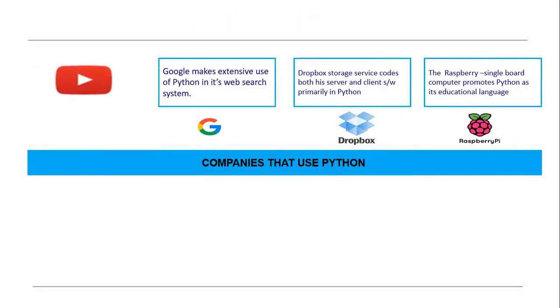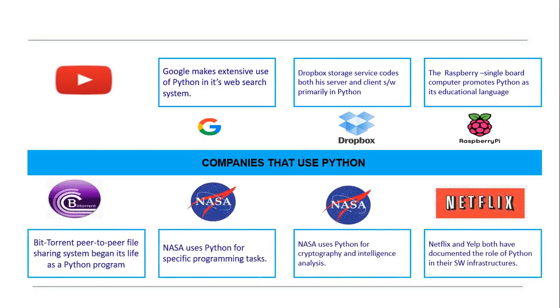Now, who uses Python? YouTube uses Python. In Google, they're using Python. Google makes extensive use of Python in its web searching of the data. For searching any data from the Google search engine, they're using this Python only. In Dropbox, they're using Python. Raspberry Pi, this single board computer, promotes Python as its educational language. And the BitTorrent peer-to-peer file sharing system began its life with Python only.